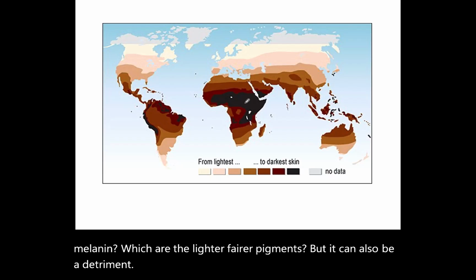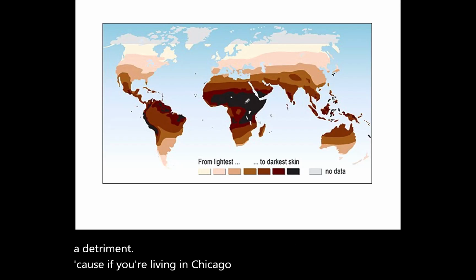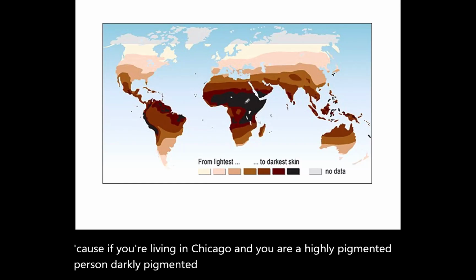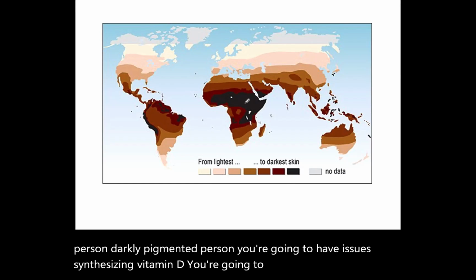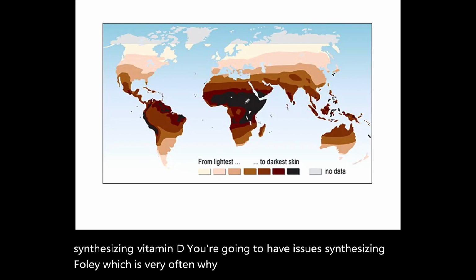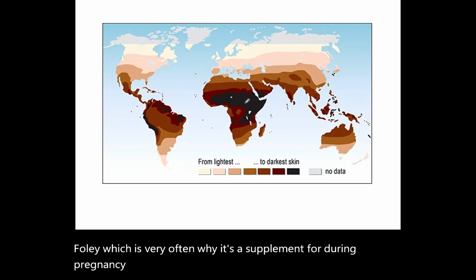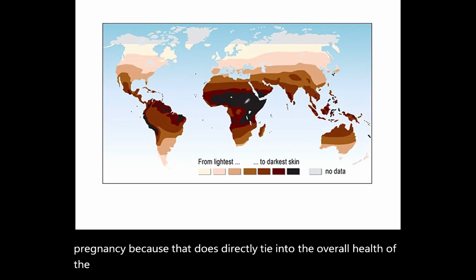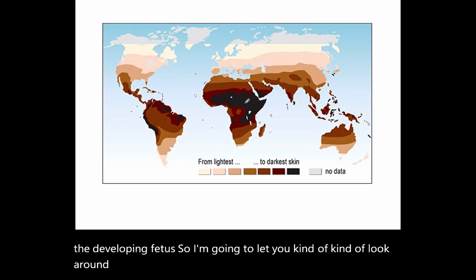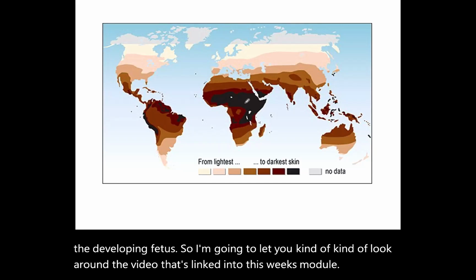Because if you're living in Chicago and you are a darkly pigmented person, you're going to have issues synthesizing vitamin D. You're going to have issues synthesizing folate, which is very often why it's a supplement during pregnancy, because that does directly tie into the overall health of the developing fetus. And so I'm going to let you look around the video that's linked into this week's module to try to get a better understanding of that.